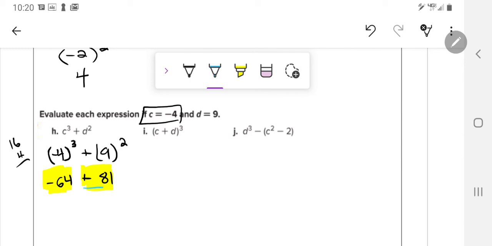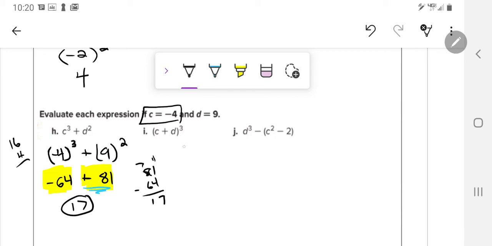So 81 hops to the right. After 64 hops, it's going to be at 0. Then how many more hops will it go into the positives? So what we really have here is a subtraction problem: 81 minus 64. How much further into the positives is it going? That's going to give us positive 17.